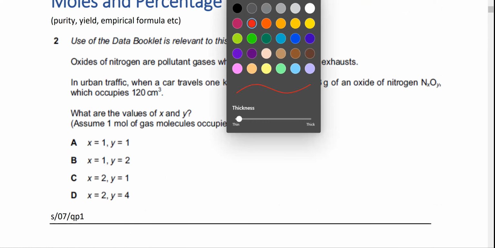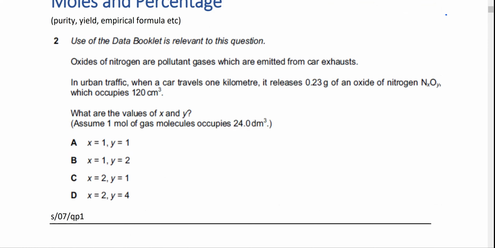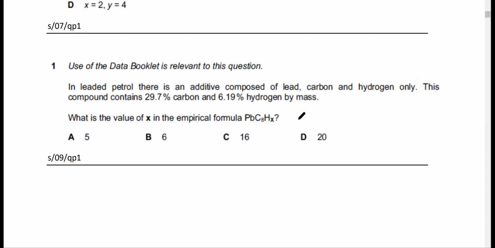For example, the first question over here, there's NxOy. You don't know NxOy. Let's leave that for now. I'm going to do that after doing an empirical formula question. So let's talk about this one. He's saying in leaded petrol, there's an additive composed of lead, carbon, and hydrogen. So there's Pb, and there is carbon, and there is hydrogen, right?